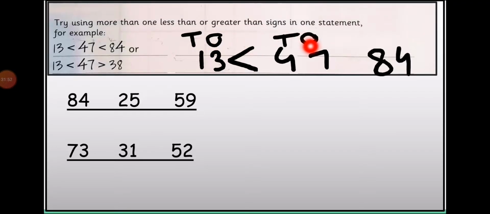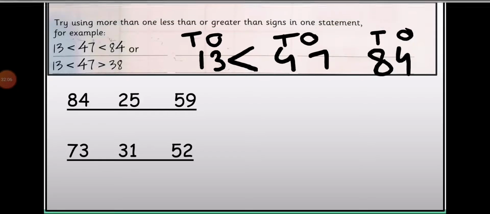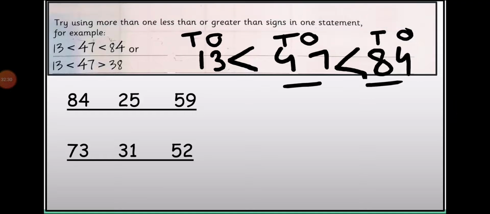Now we have done the first two numbers. Now we are doing the second and third number. Now we will compare 47 and 84. For this I am going to put the place value on number 84. On 4 I am going to put O for ones and on 8 I am putting T for tens. Now in this number 84, 8 is tens and 4 is ones. Now I am going to compare 47 and 84. In 47, 4 is tens. In 84, 8 is tens. Is 4 tens greater than 8 tens or is 4 tens less than 8 tens? 4 tens is less than 8 tens. So I am putting the less than sign here. This means 47 is less than 84. So in that way you will compare the numbers.